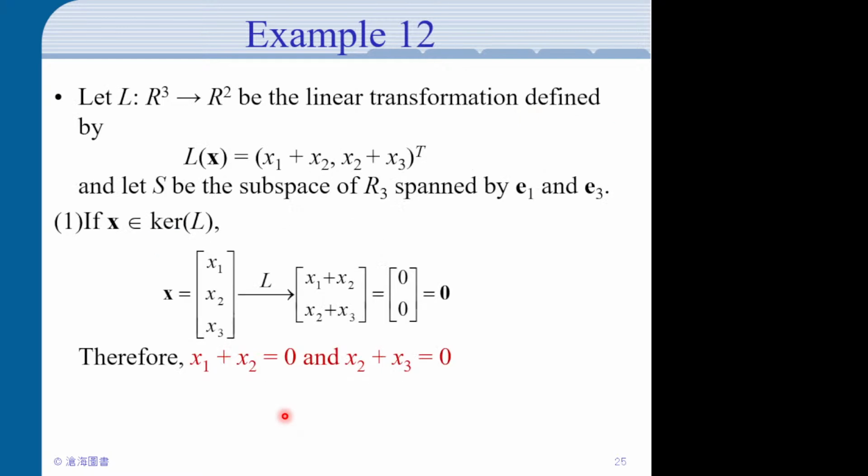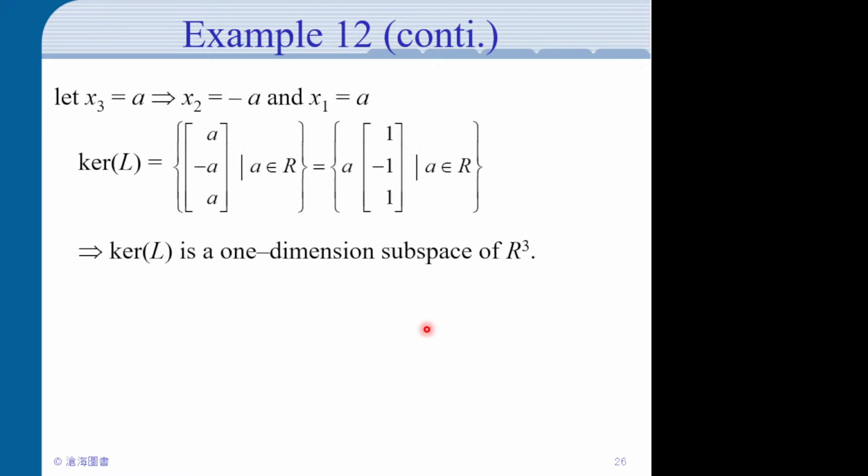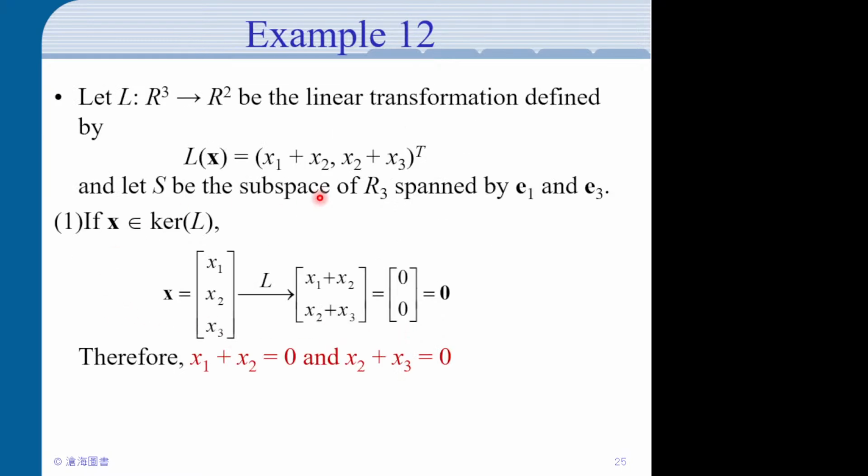Okay, let's see another example. Our linear transformation is from R3 to R2. You have x1, x2, x3 as input, and they map to x1 plus x2 and x2 plus x3. And once again, we see what the kernel and the range are. Let's see the kernel first.